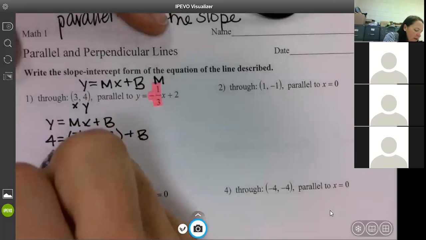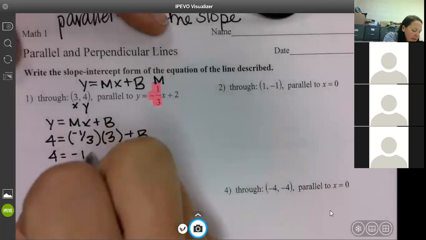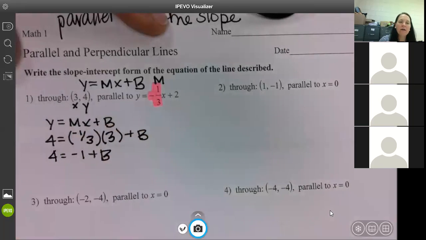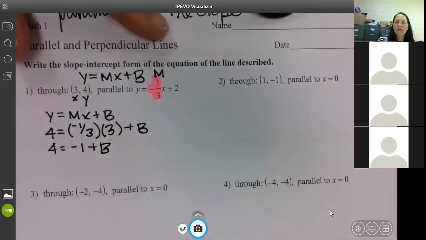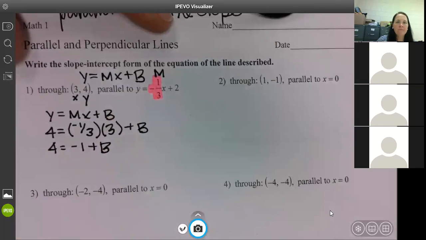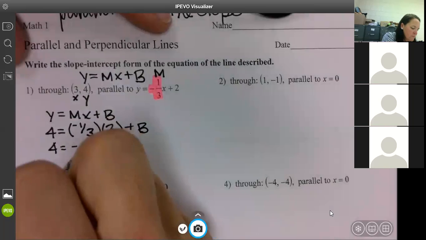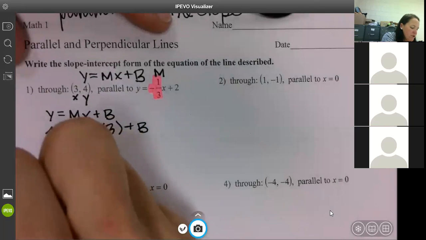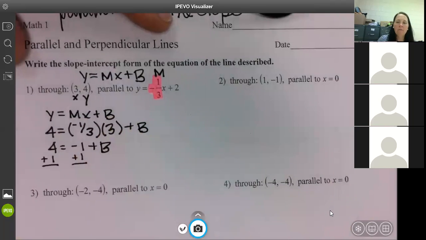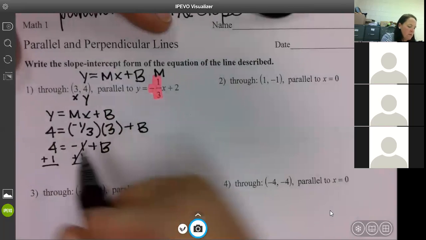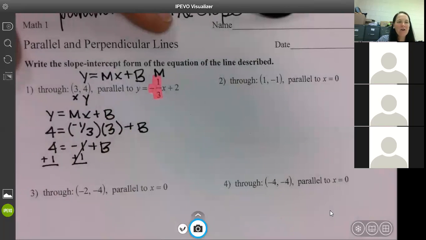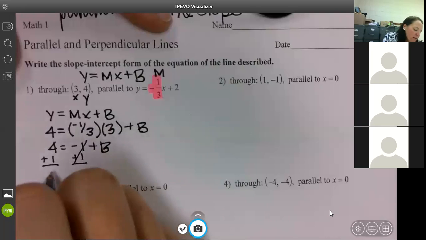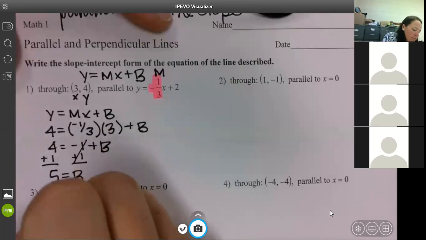-1/3 times 3 is -1. You can do that in your calculator. And then how do I solve for B? How do I get B by itself? Add 1. 4 plus 1 is 5. And so we get B equals 5.